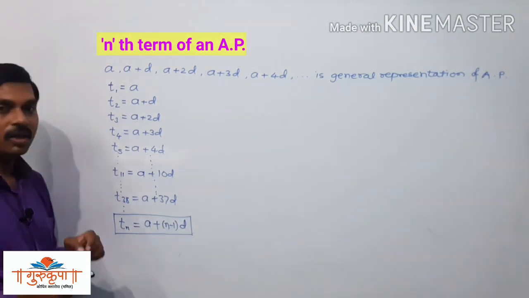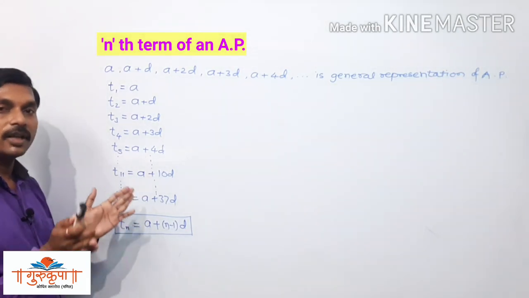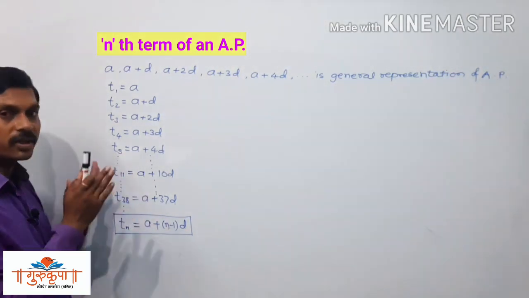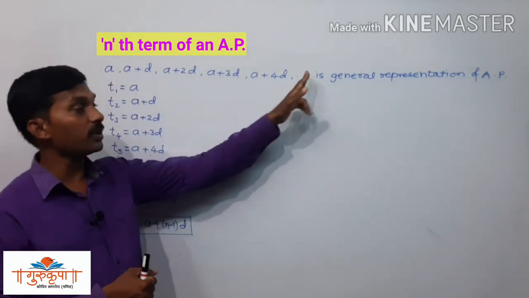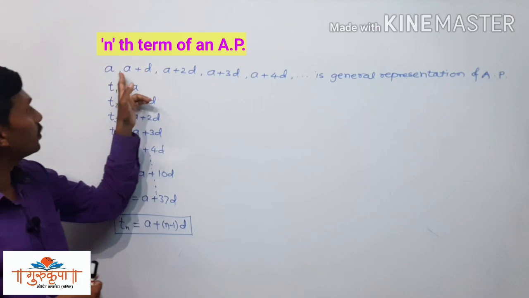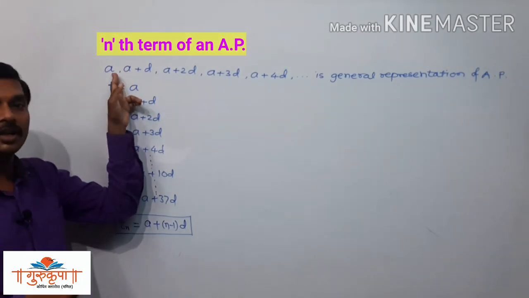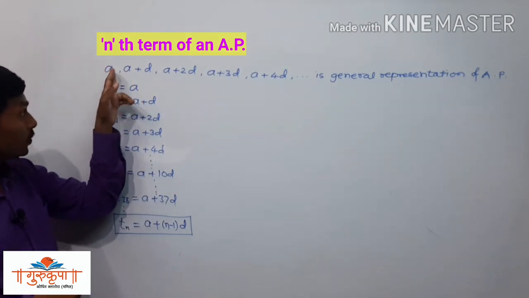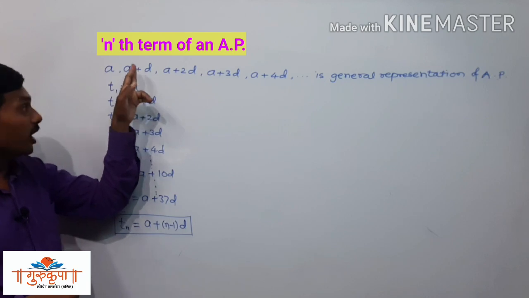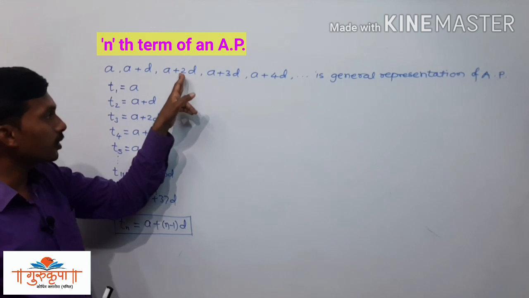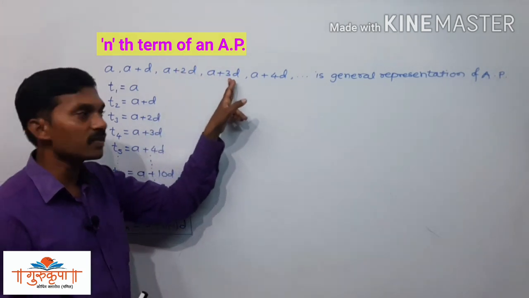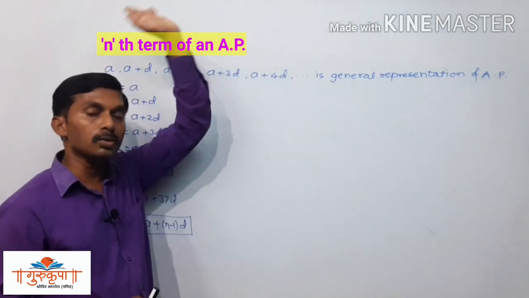Using this formula you can find any term of that AP, and it is very simple. See, this is the general representation of AP. We know that the first term of AP is generally represented by a. Adding common difference to the first term, we get the second term. Adding common difference to the second term, we get the third term. Adding common difference to the third term, we get the fourth term, then fifth, then sixth, and so on.